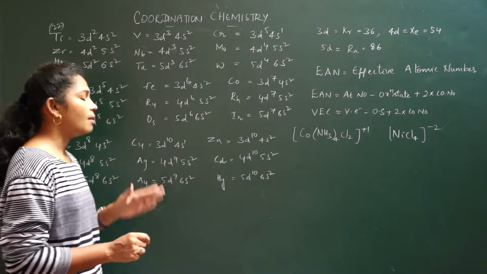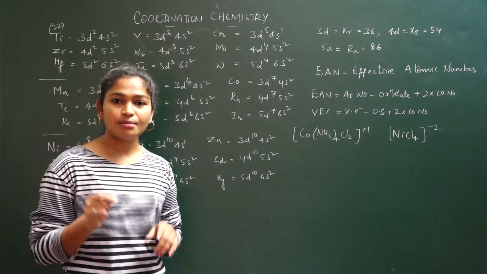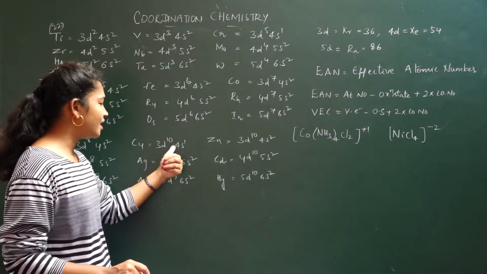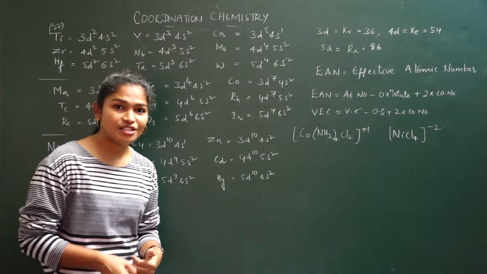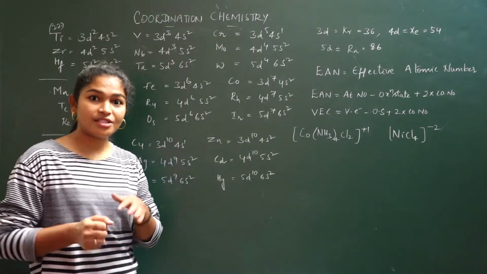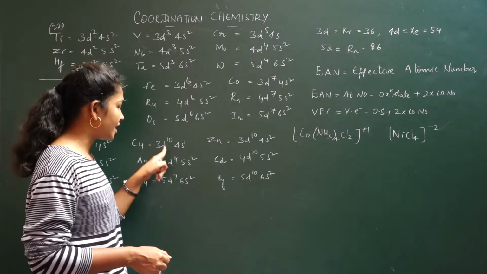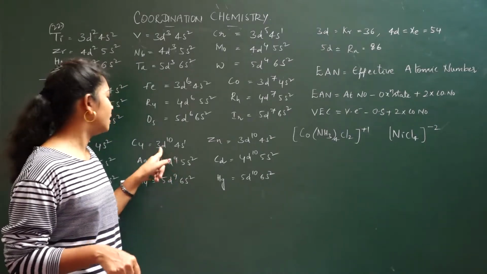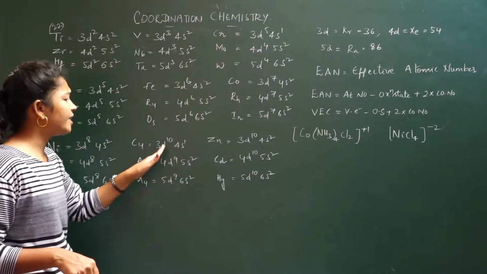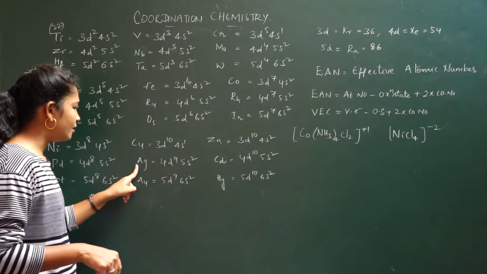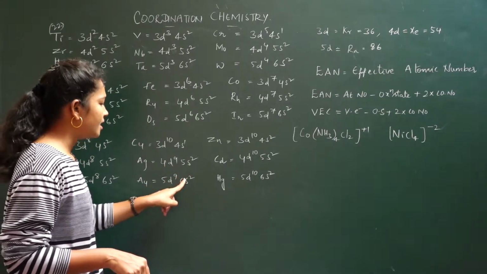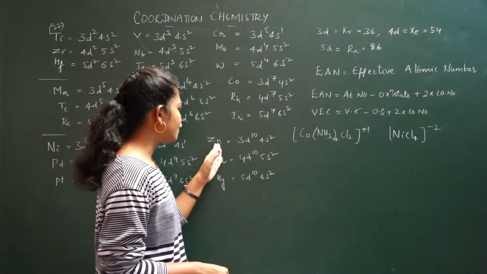Now copper has atomic number 29. It should come 3d9 4s2. But d10 is a completely filled orbital, right? That is stable. That's why instead of writing 9, we are writing 10 here. Copper and chromium are the exceptional cases: 3d10 4s1. Then silver is 4d10 5s1, gold is 5d10 6s1.